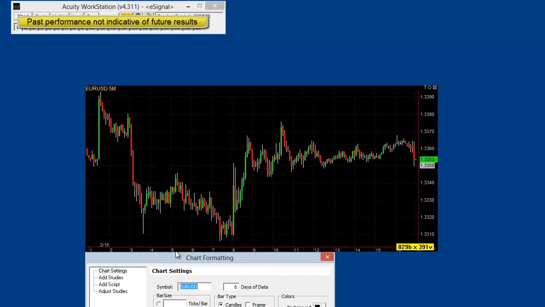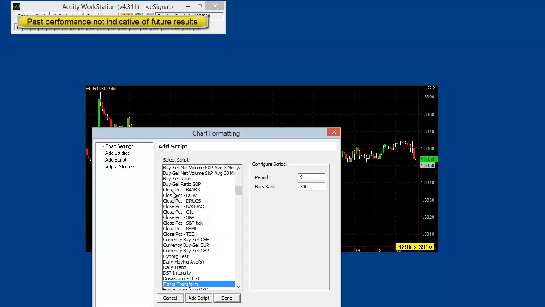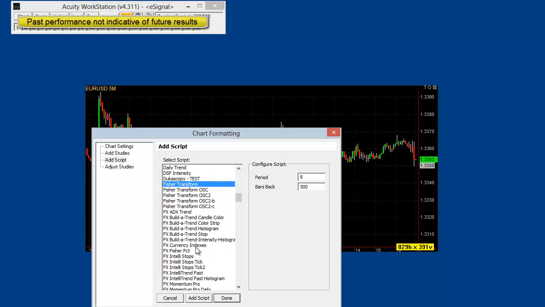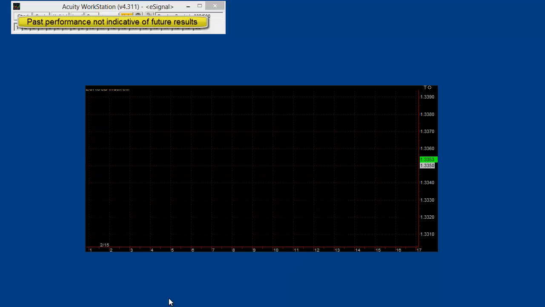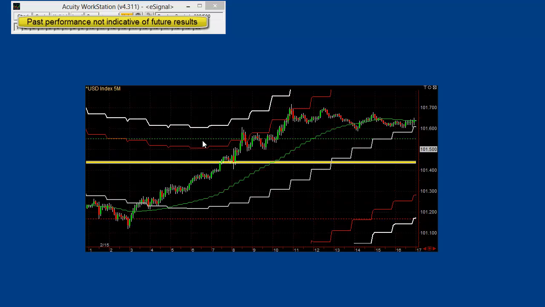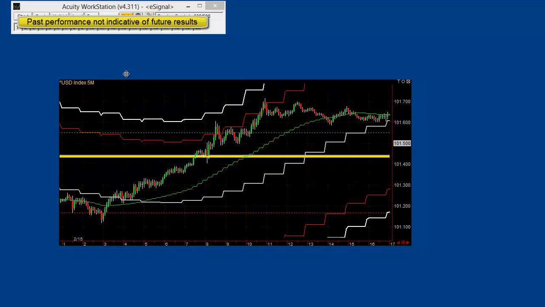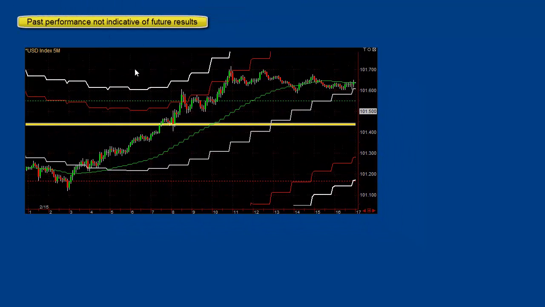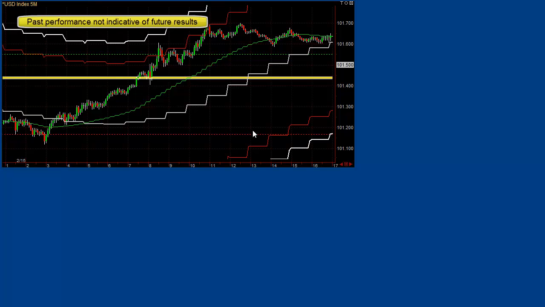Right-click on the chart, go to Add Script, and go down to FX Currency Indexes. Once you add this to the chart, it's not going to do anything until you type in star USD, star EUR, or any of the 8 main pairs. So we have star USD, star JPY, star EUR, star GBP, AUD, NZD, CHF, and CAD. What this does is it basically creates an artificial index of the US dollar.